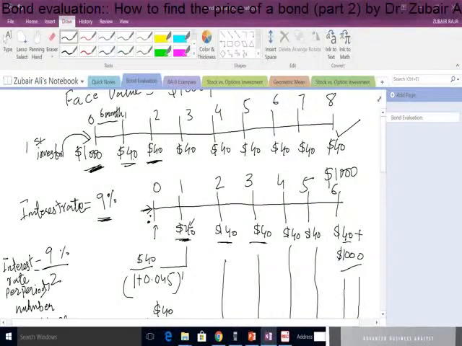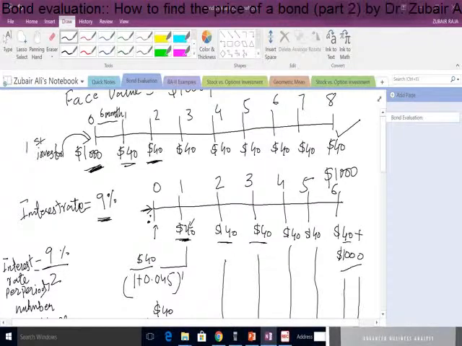So 8% of 1000 is $80, and because the bond is giving semi-annual interest payments, $40 will be paid after each 6 months. But this will not change. The coupon rate will not change. But after 1 year, the interest rate in the economy might change. So the interest rate in the economy also determines the rate of return which the second investor wants.